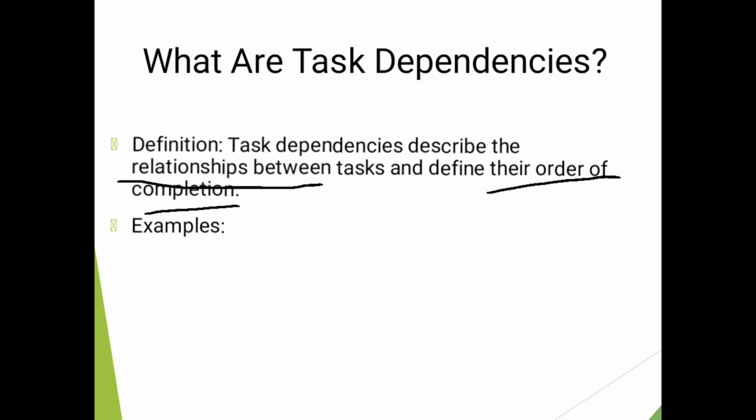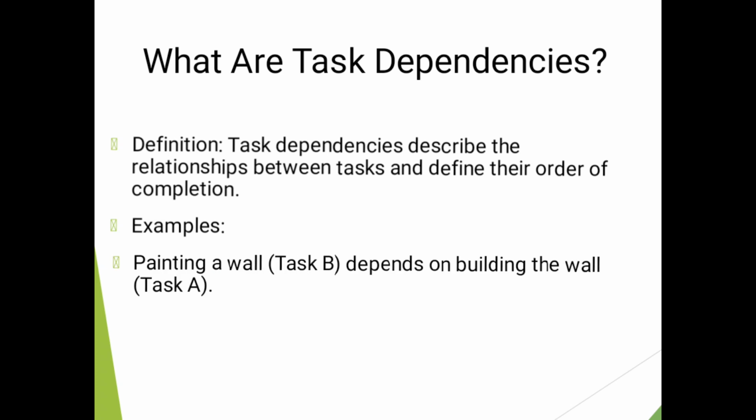Let's look at examples. The example that we can have is this one. When you are trying to paint a wall, which is task B, it depends on task A, which is building a wall. So for you to paint a building, first you are supposed to have a building. That is the dependency between painting and having a building.